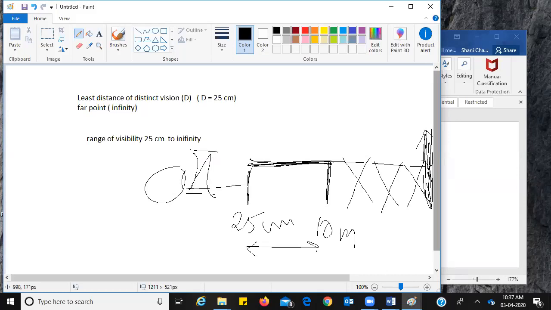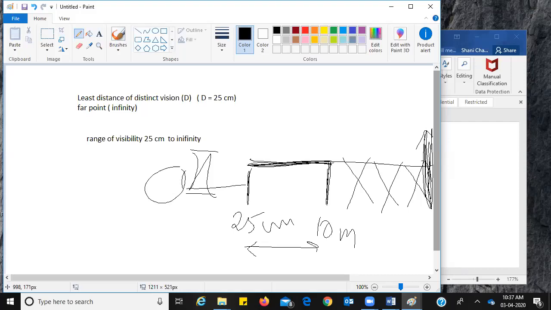You remember one lens, two lens, three lens, how it goes? The first lens forms the image. That image light ray acts as the object light ray for the second lens. The second lens forms an image that acts as the object for the third.